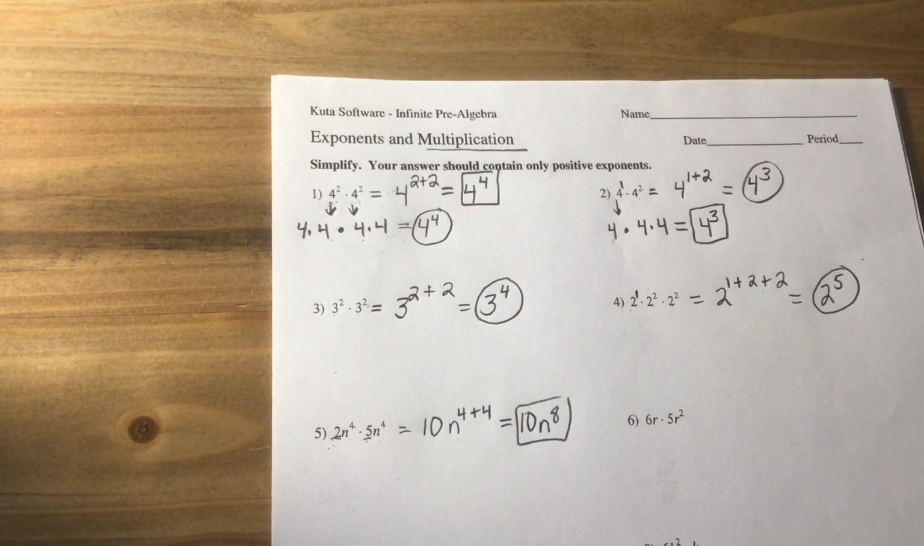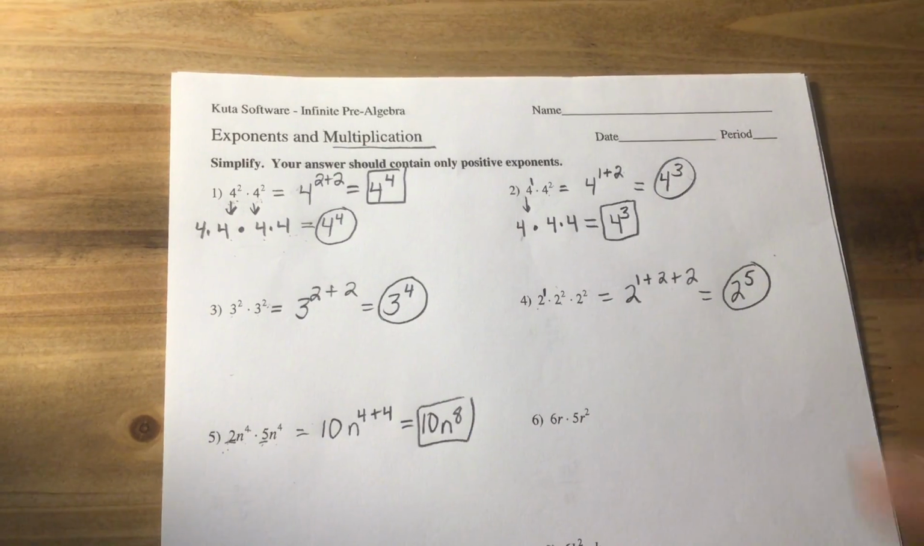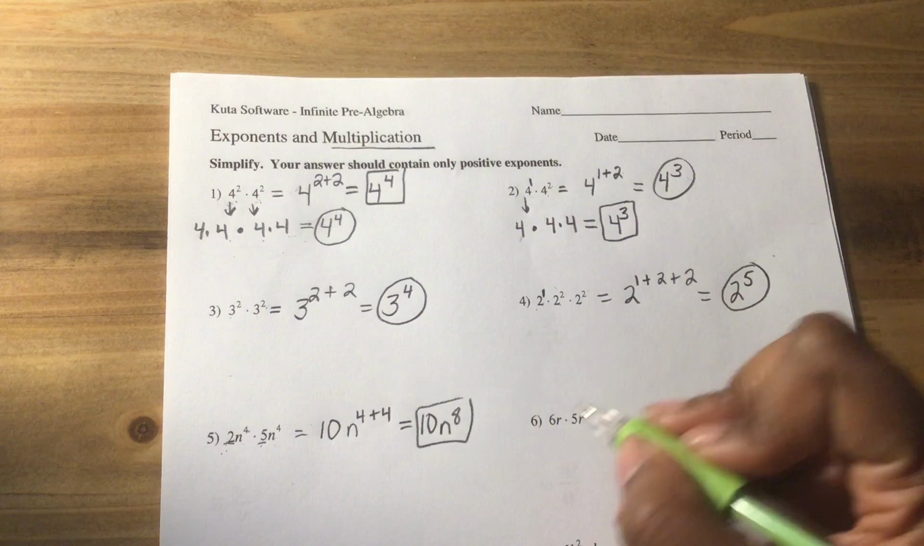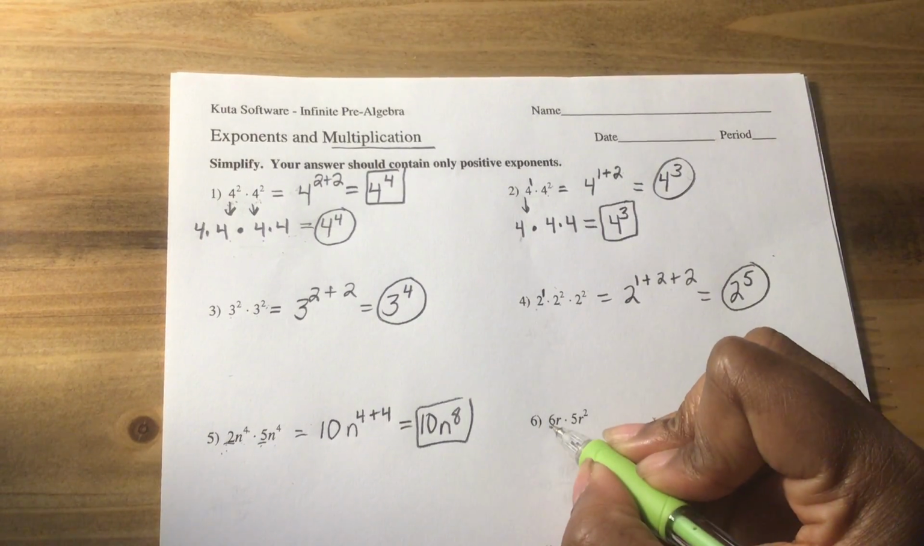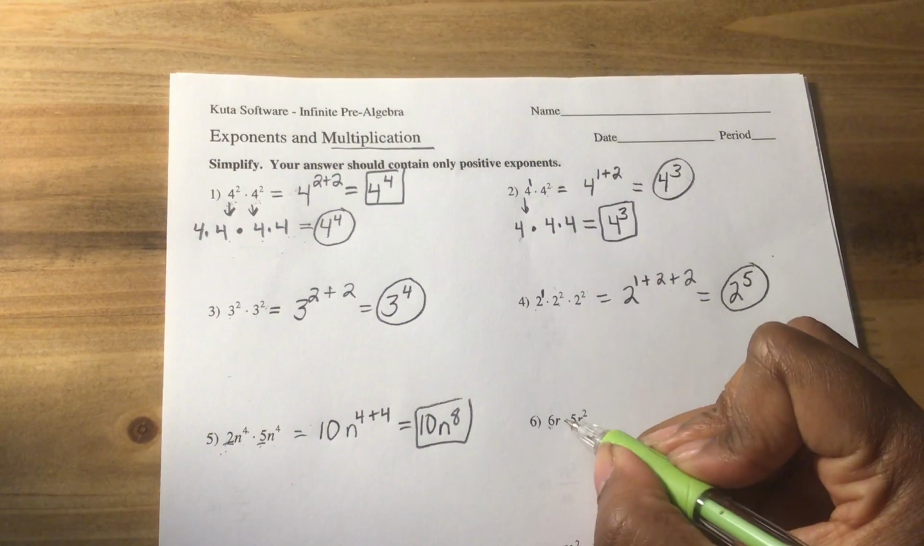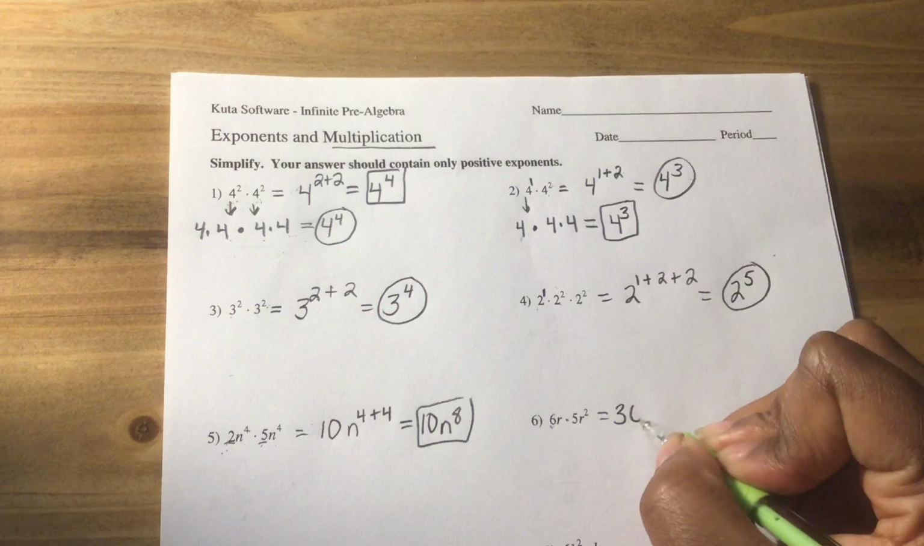Okay. Let's do the next one. Here, again, the bases are not alike in these two numbers. So we're just going to simply multiply them together because this is multiplication here. So we have 6 times 5, which is 30.